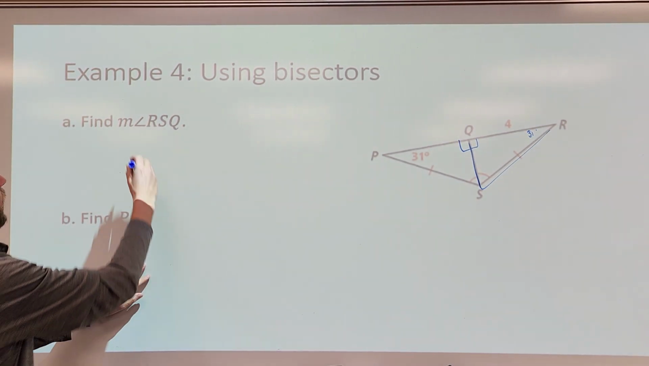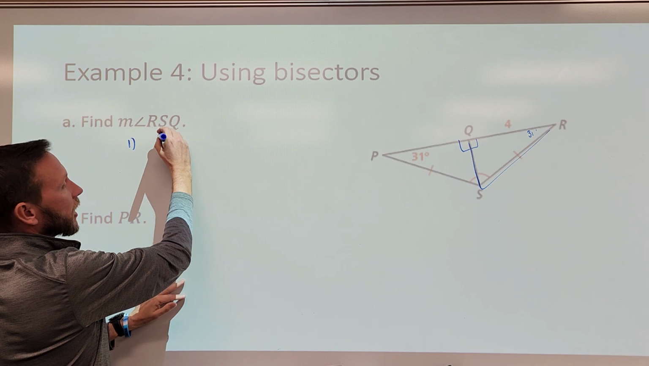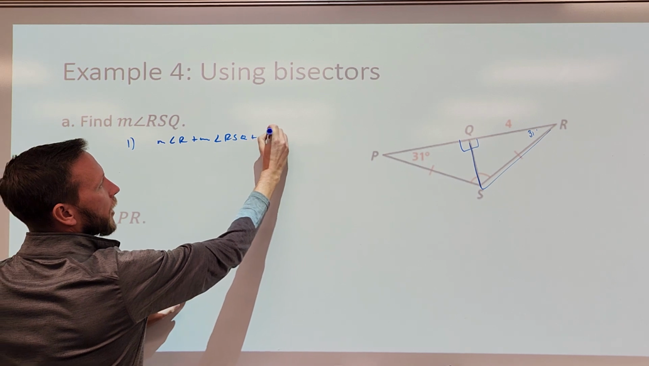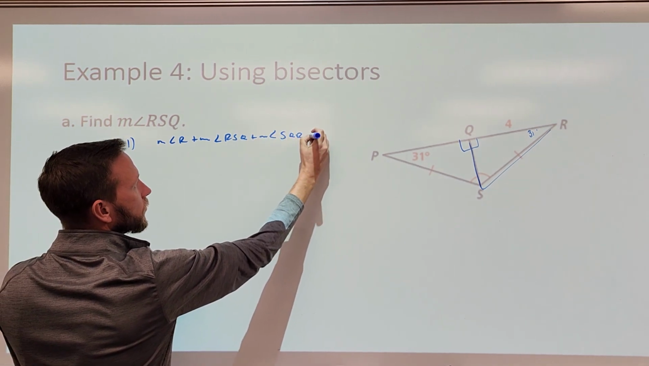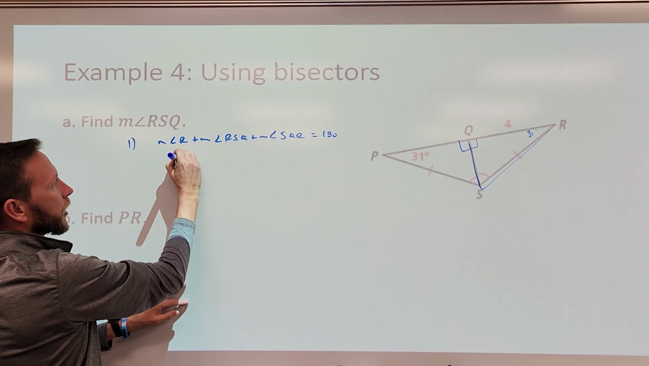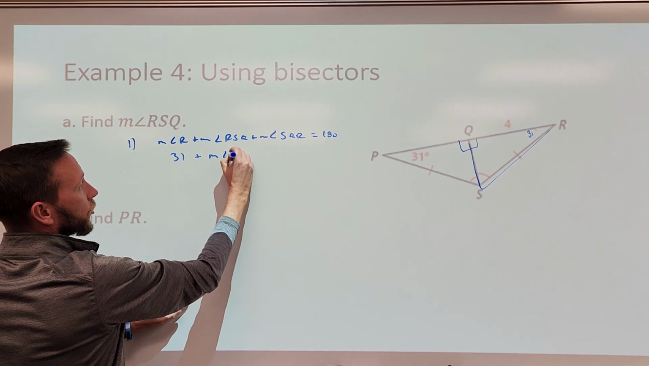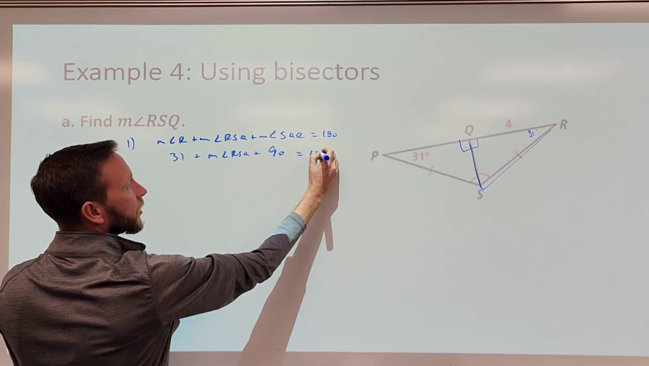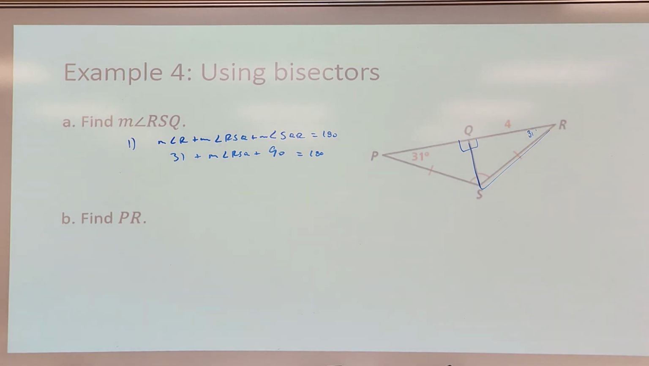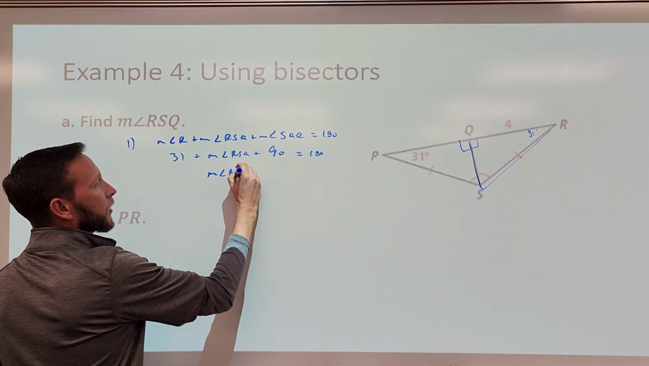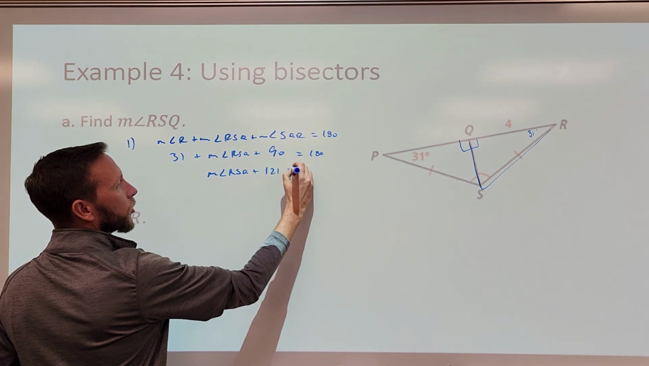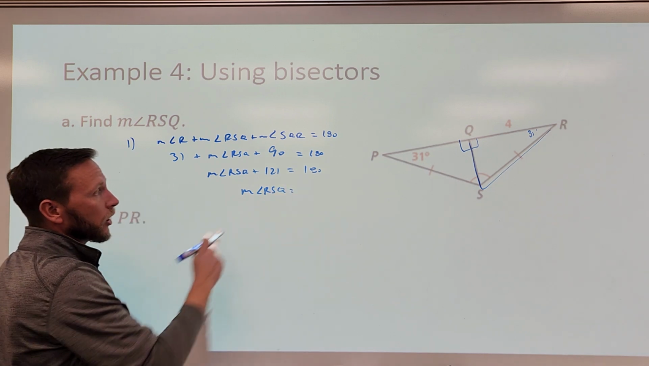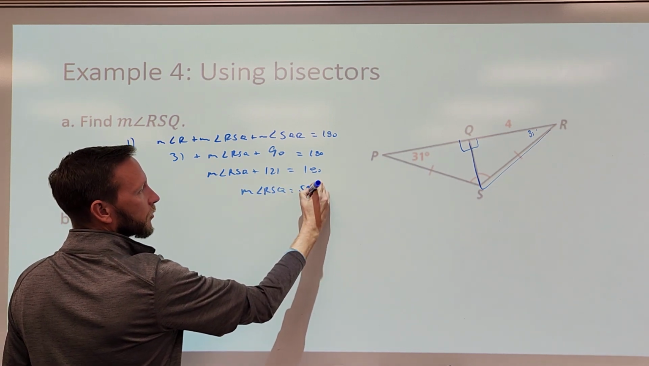I can do this two ways. The first way, what most of us are going to do, is they're going to take the measure of the angle at R and the measure of the angle at S and the measure of the angle at Q, and they're going to sum it to equal 180. So we're going to take 31 and the one that we're solving for, RSQ, and SQR, which we know is 90 because perpendicular segments make right angles, and right angles have a measure of 90. And we can combine our like terms. The measure of RSQ plus 121 is equal to 180, and then we can subtract 121 from both sides to make sure that we identify that this is going to be 59 degrees.